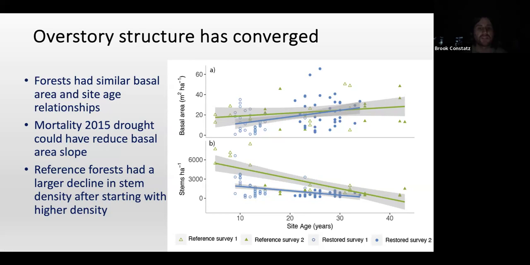Part of that could have been from the 2015 drought, where there were quite a few large cottonwoods that were lost in reference forests, and that could have evened out the slope towards zero. And then it's also interesting that reference forests had a very high stem density, and that's coming down and matching restored forests due to this huge mortality, which is normal with reference forests. When they naturally recruit on the floodplain, you get this incredible recruitment of willows and cottonwoods, and they just get thinned out over time. Like you can have tens of thousands of them per acre when they start out. That can get thinned down to 1% of that.